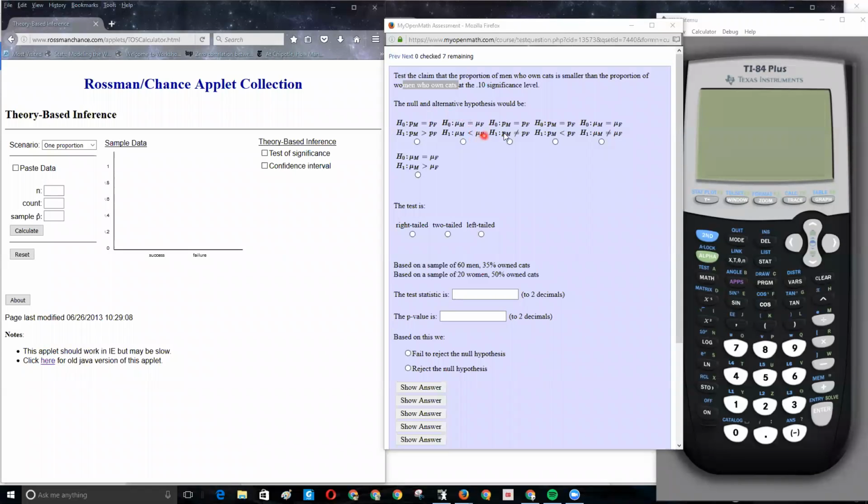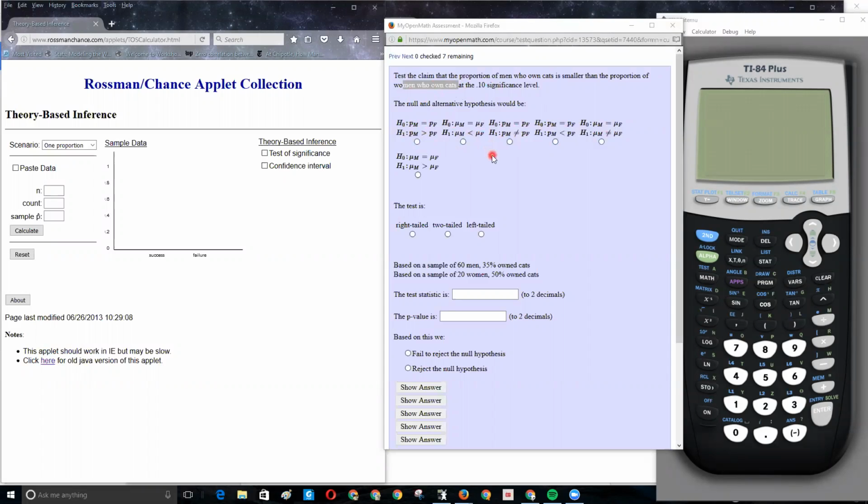We don't want to be dealing with means, so we don't want the mu symbols. We want the p symbols. And notice how they use a nice little subscript for male versus female. So we're trying to say that the proportion of men that own cats is smaller than the proportion of women who own cats. So that's the claim.